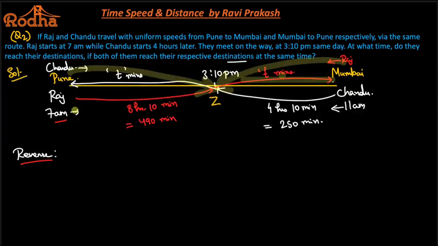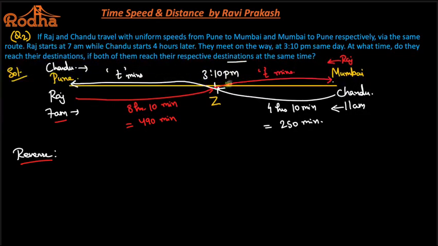Okay, think like that. So obviously this distance is covered by Raj in t minutes. So whether he goes from this direction to this direction or from this direction to this direction, the thing is the same. Okay, the same thing here. So now Raj will come at this point in t minutes, right? Chandu will come at this point in t minutes, right?